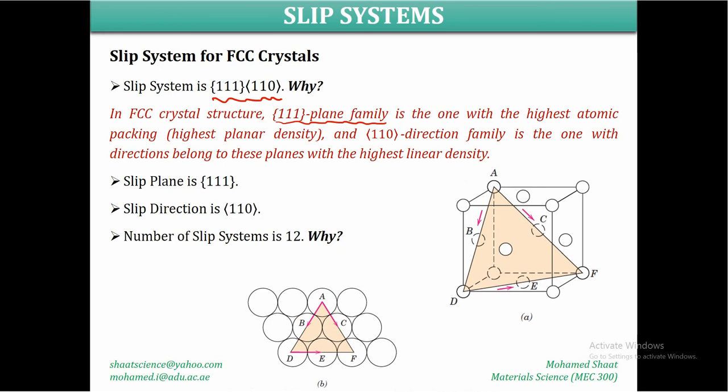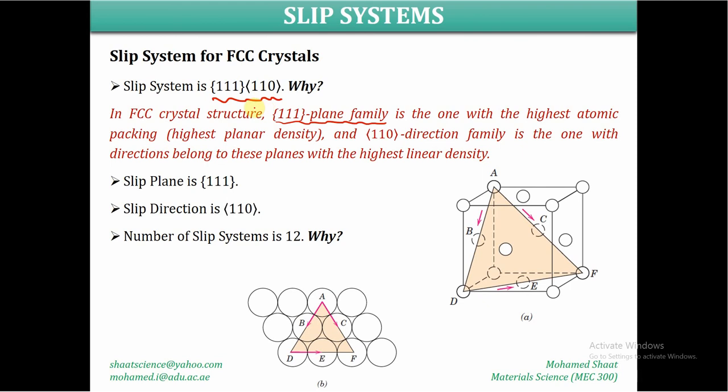It means that in case this material is going to be plastically deformed, the dislocation is going to move over a crystallographic plane. This plane should belong to this family of crystallographic planes, and it's going to follow a direction. This direction should be one of the directions that belong to this family.